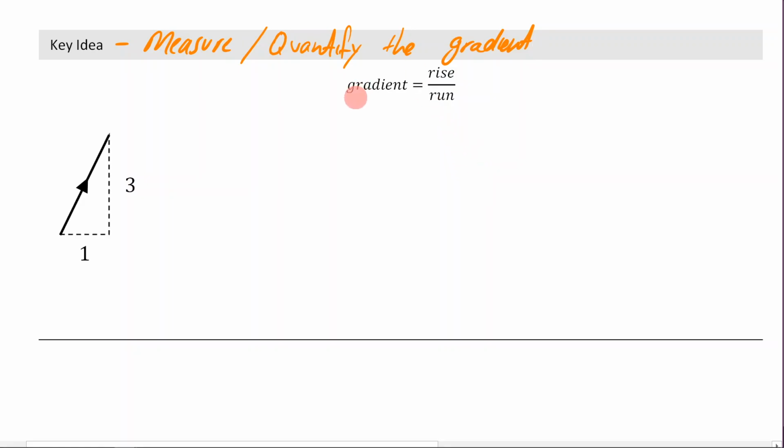And this is where we come to a very important definition, a formula that you need to burn into your brain. Gradient is equal to the rise over run. Now, let's look at this line here. It's going up. The vertical distance is my rise. The horizontal distance is my run.